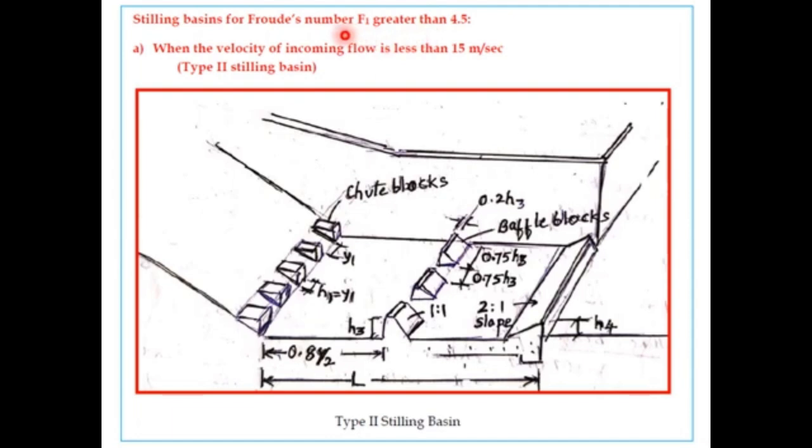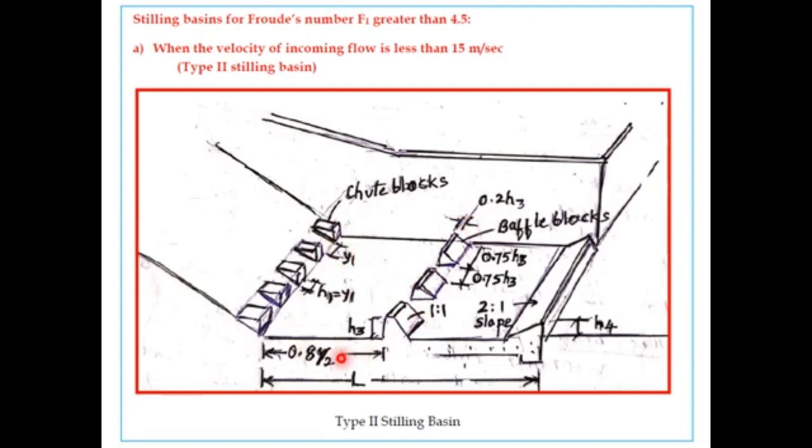If the Froude number is greater than 4.5, then we choose the stilling basin depending upon the velocity of the incoming flow. If the velocity of the incoming flow is less than 15 meters per second, then we go for a type 2 stilling basin. It is similar to the type 1 stilling basin in that we use chute blocks at the toe of the spillways. In addition to that, we have the baffle blocks. The dimensions of the chute blocks are given in the figure, where the width is equal to the initial depth, and the clear spacing between the chute blocks is equal to the initial depth of the hydraulic jump.